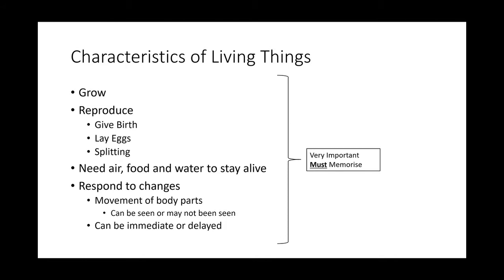Or they can show you maybe insects, a cockroach, and then after that it lays eggs and has many young cockroaches. So you can also say that this cockroach is a living thing because it reproduces. So you have to know these four characteristics to be able to answer these questions.